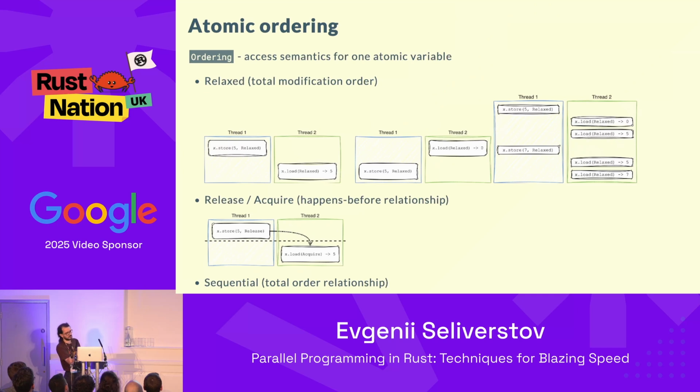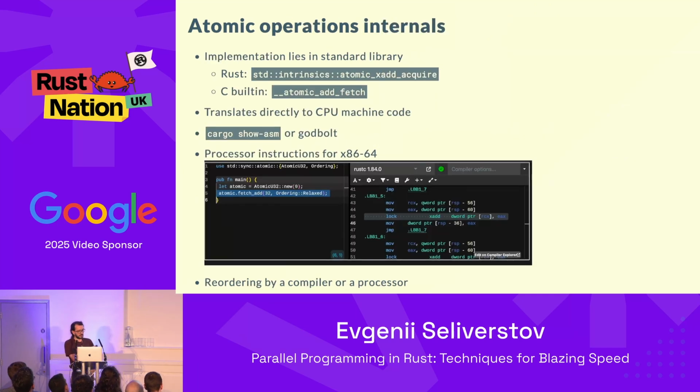And of course we have sequential consistency. It's costly, so yeah, don't use it. Atomic operations are implemented in different ways. In C it's an intrinsic. In Rust it's also an intrinsic, and if you use Godbolt or cargo show asm, it's a really good thing, because you cannot put your whole program into Godbolt.